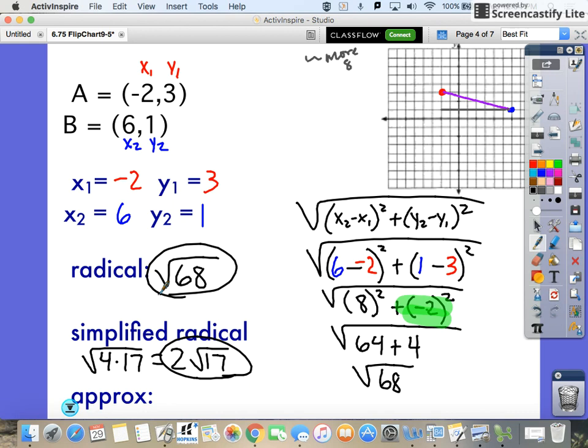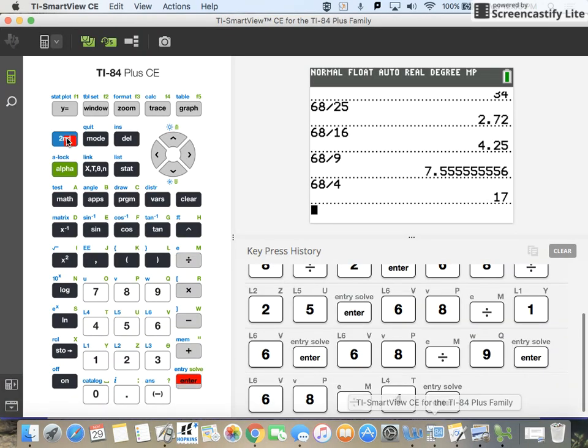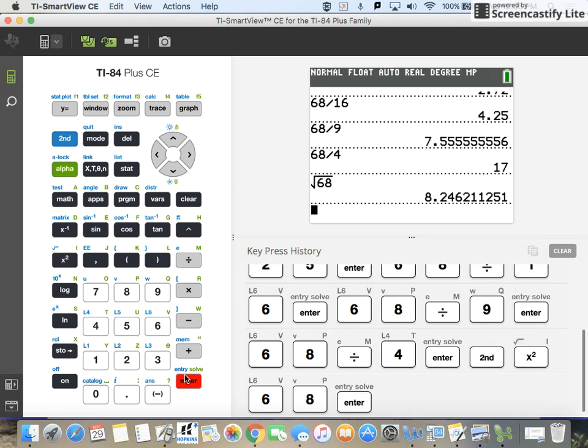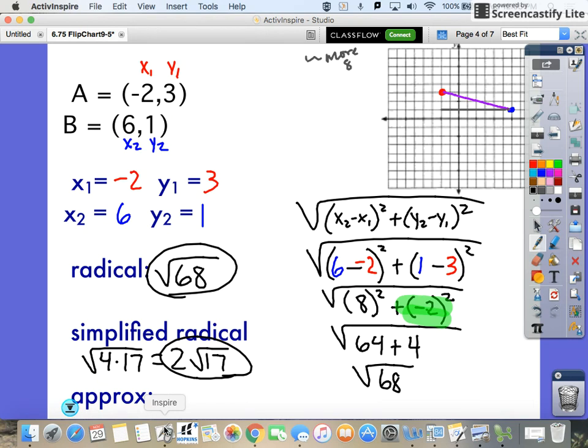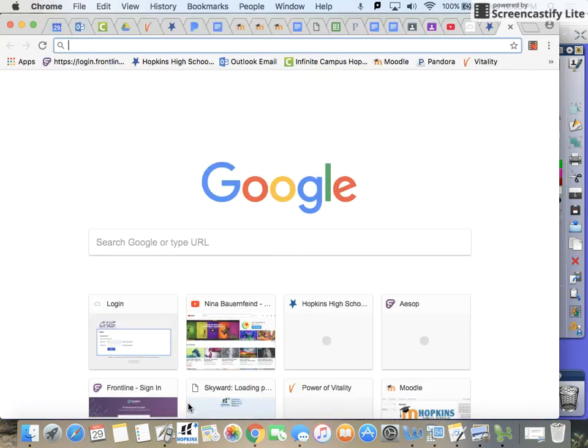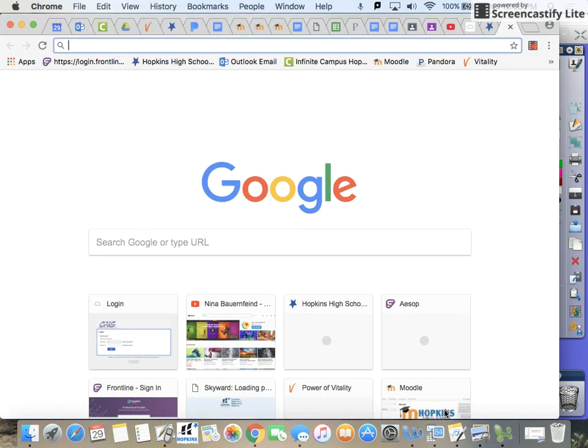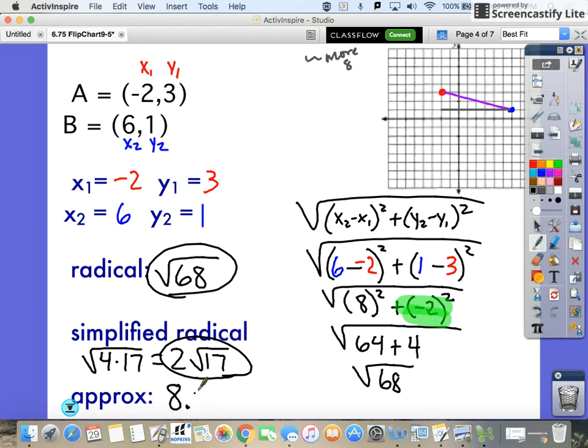And then the approximation is if you type that into your calculator. So second square root 68, 8.25. And at the very beginning, we said it should be a little bit more than 8, and it is. It's 8.25.